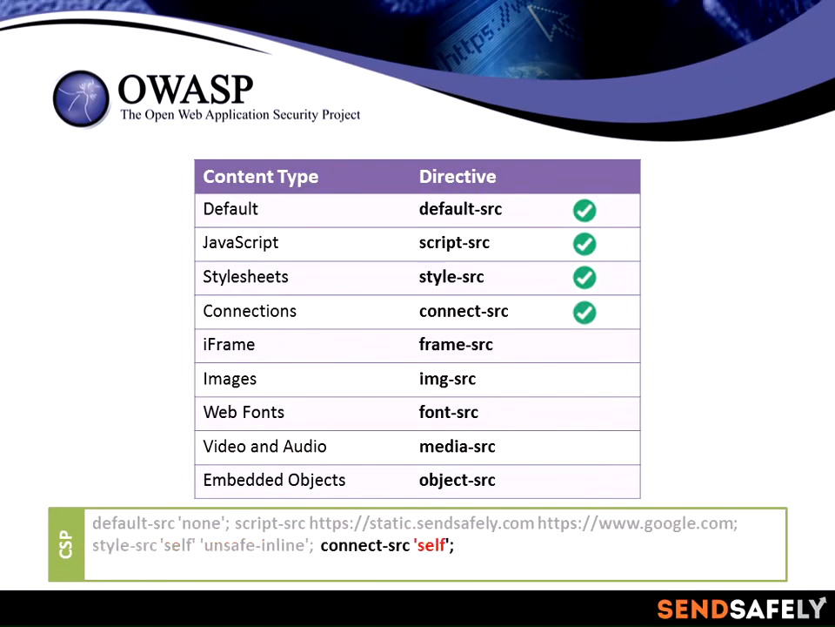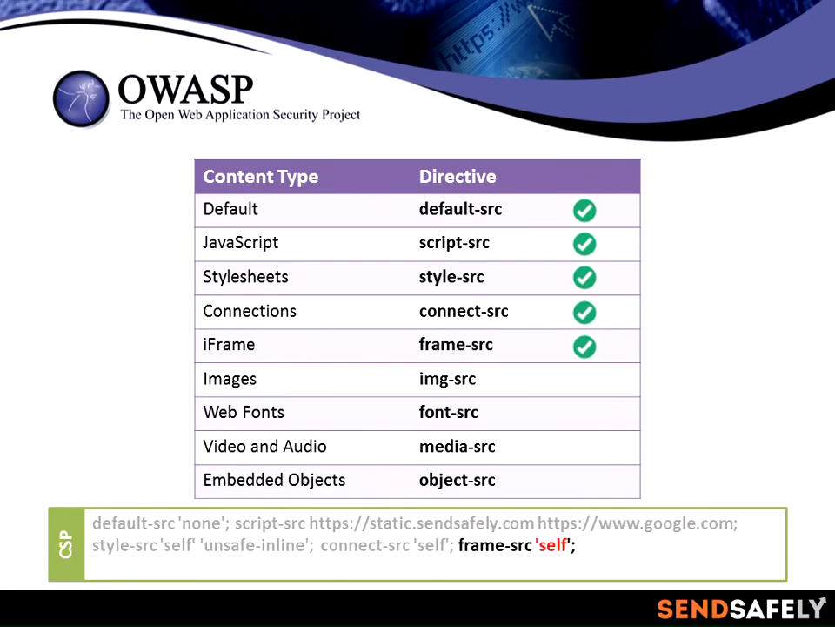When it comes to the connection source attribute, this is really used to restrict where you can connect to with things like WebSockets or XML HTTP requests. And for the most part, we're only dealing with connections back to ourselves. So we defined that attribute with a connect source value of self, and everything continued to work as is. There was really no refactoring needed there.